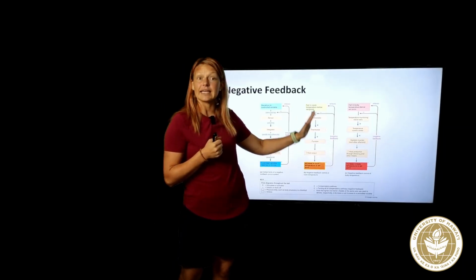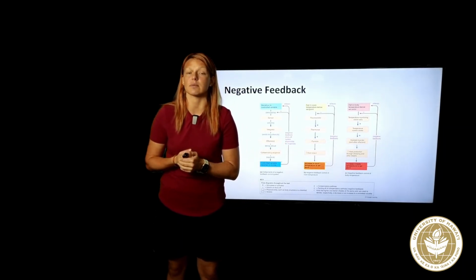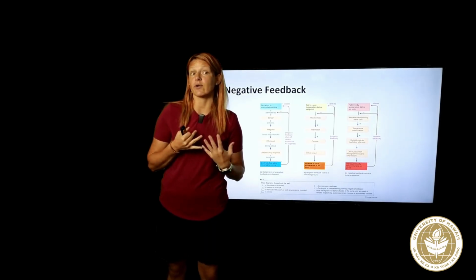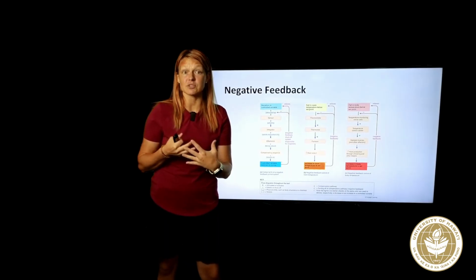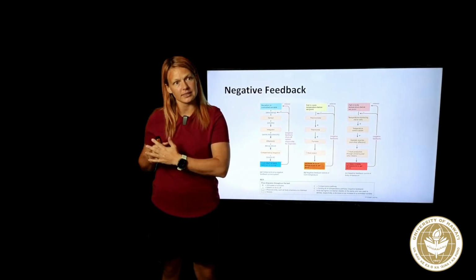So this is a negative feedback control system. We detect a change away from the ideal value of that controlled variable. It initiates mechanisms to correct the situation and then shuts itself off.